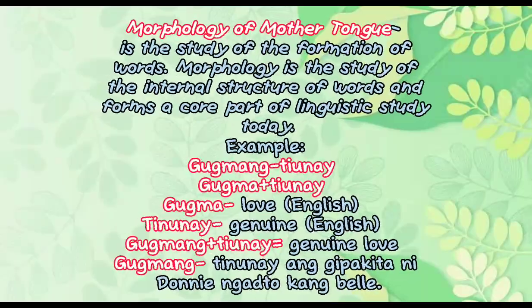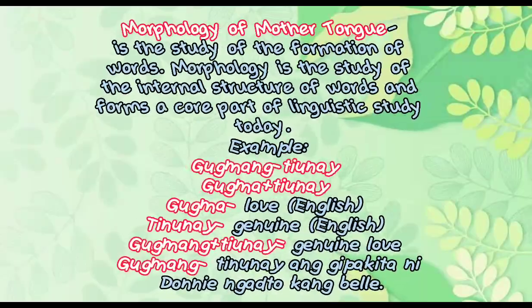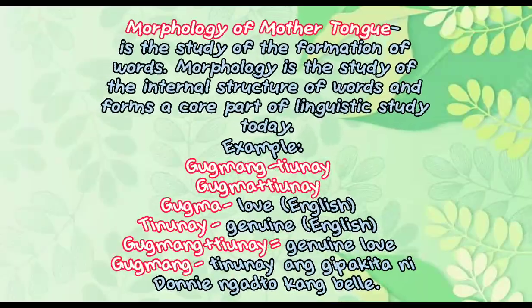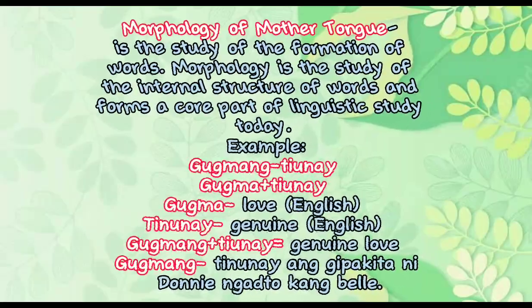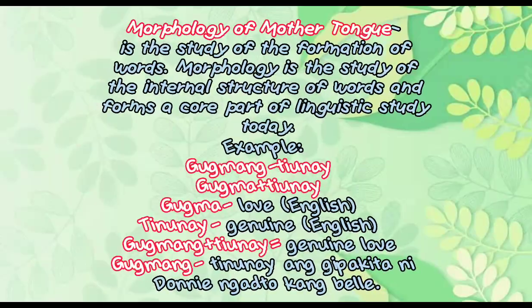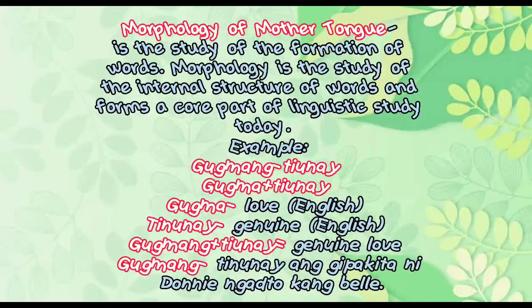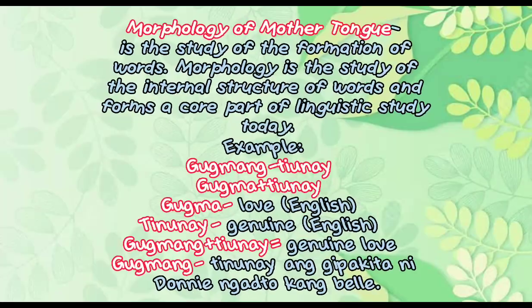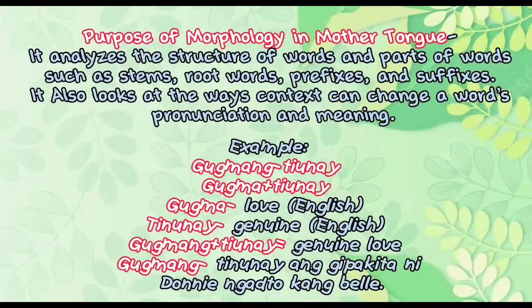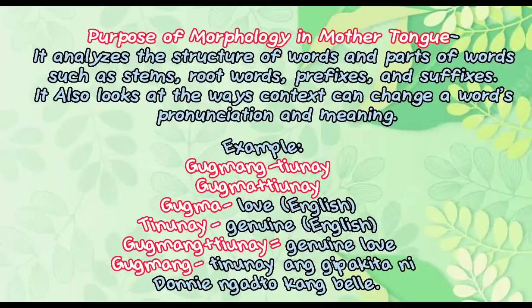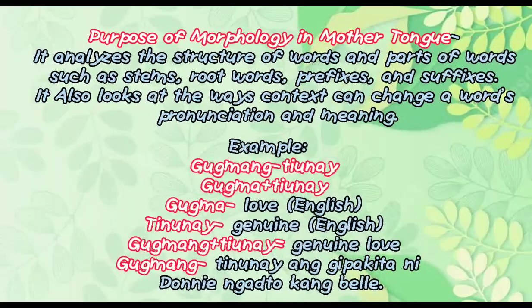Now, let us study the word gugmang tiunay. It consists of two root words which are gugma and tiunay. Gugma is love in English, while in our native language it is gugma. On the other hand, tiunay is genuine in English and tiunay in our native language. If we combine these two words, it is gugmang tiunay, genuine love in English.